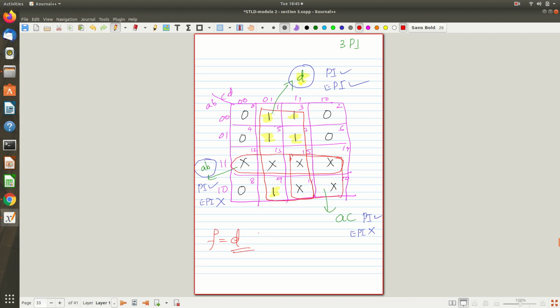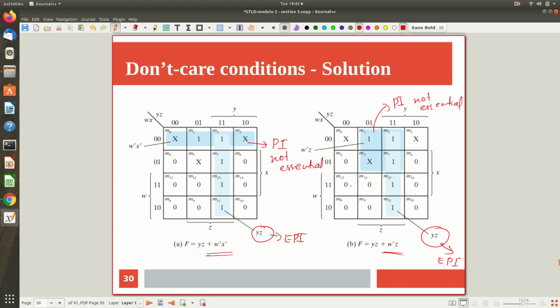So this is a unique minimum sum of products I am getting for this example. Anyway, this is a random example only, but it is something valid.